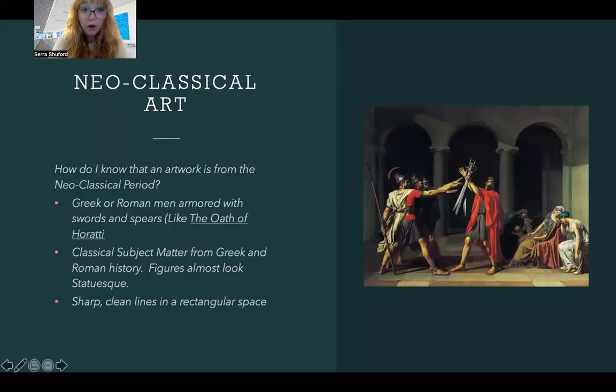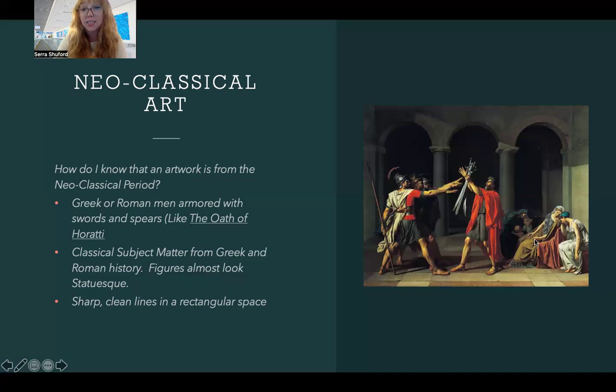So, the look for it: we're going to see the imagery or subject matter including Greek or Roman men armored with swords and spears, like in the Oath of the Horatii that we see right here on the right. We see classical subject matter from Greek and Roman history. And the figures always look very posed, very statuesque is the word that we've got here.